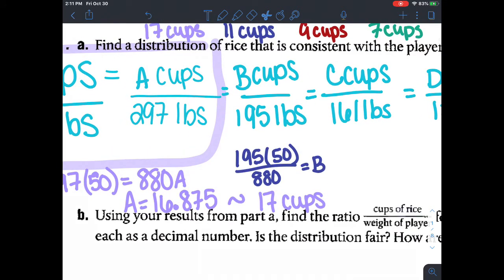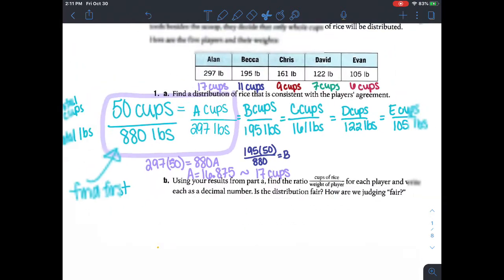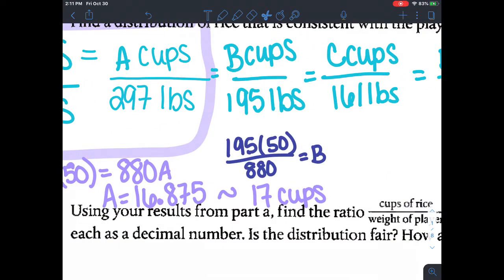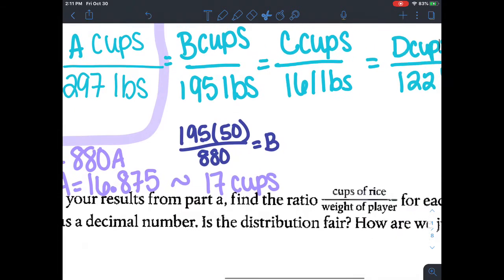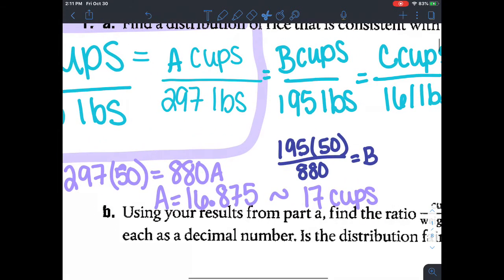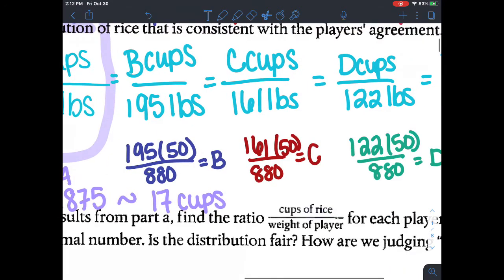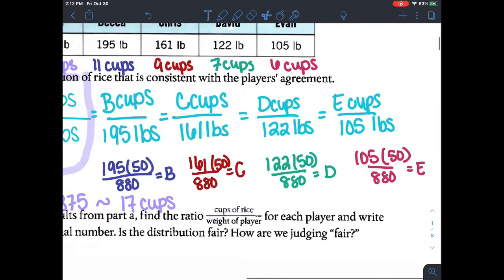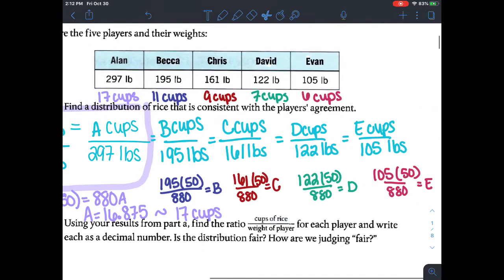I'm going to do the same thing for Becca, and then I'll do the same thing for Chris, for David, and for Evan. So I cross multiplied and just rewrote it because I don't have a ton of room here, but what you see in the dark blue is exactly what I did for Alan originally. And then we do the same thing for Chris, David, and Evan. Once I do that, I can solve, and it looks like Alan will get 17 cups, Becca will get 11 cups, Chris will get 9 cups, David will get 7, and Evan will get 6.